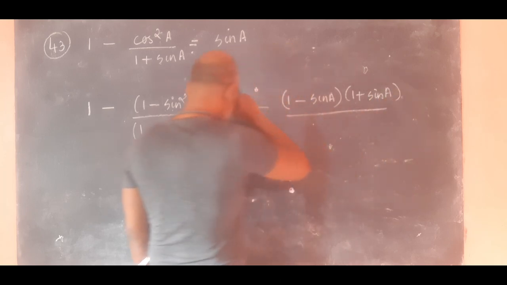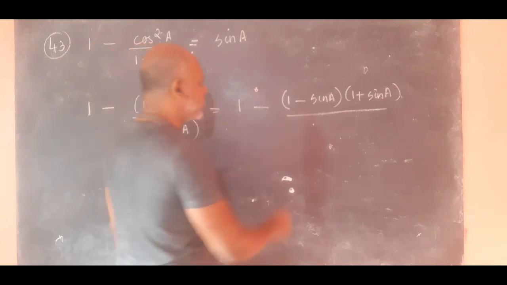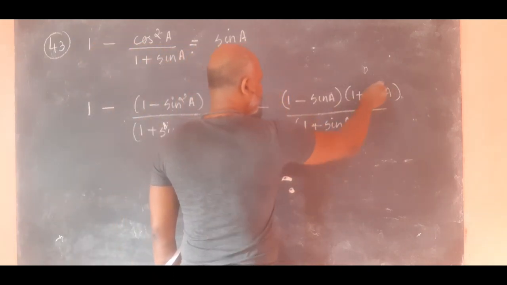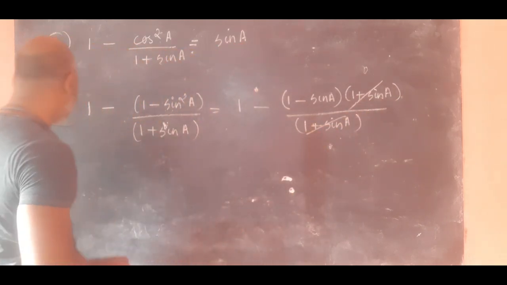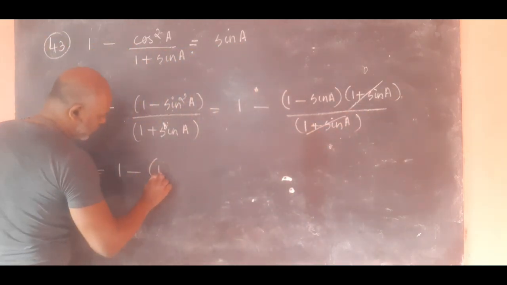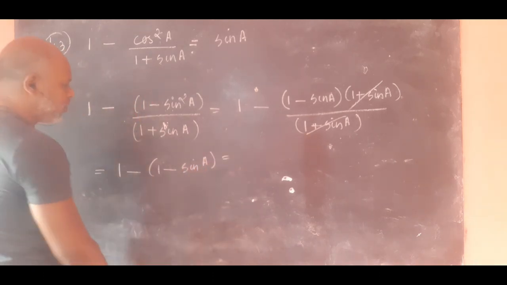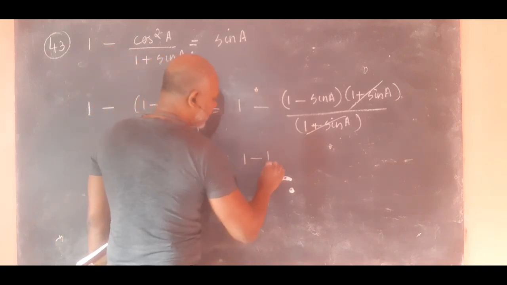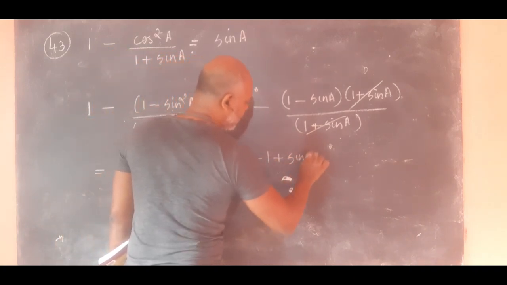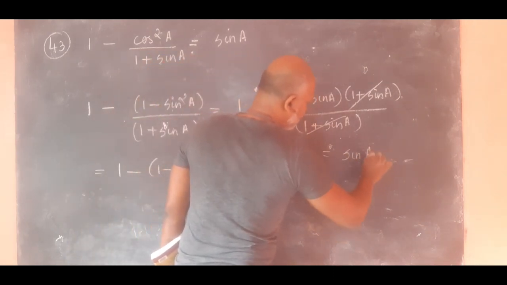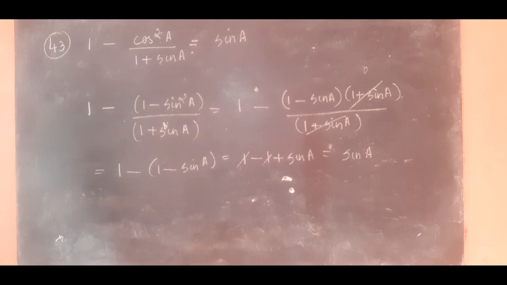This whole divided by 1 plus sin A. Now these two cancel. So now we have 1 minus sin A, that is equal to, if you open the bracket, 1 minus 1 plus sin A. So this cancels and we have the answer as sin A. So we prove LHS is equal to RHS. So now we come to question number 44.